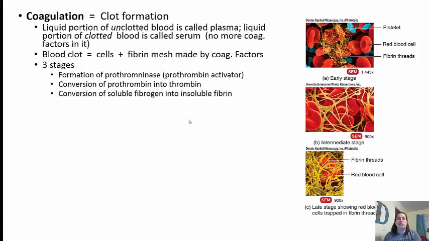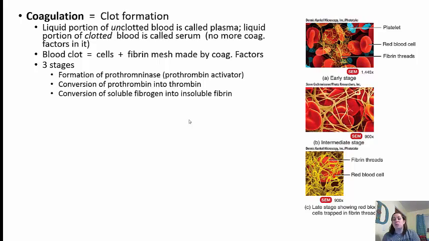Now, there are 3 stages when we look at clot formation. The first one we're going to look at here is the formation of what we call prothrombinase. When we talk about it being an enzyme, it's going to be the prothrombin activator. It's going to convert the prothrombin into what we call thrombin. The thrombin, though, is going to allow the conversion of soluble fibrinogen. Soluble fibrinogen means that it can travel through the blood without it being an issue. What it does is it converts this into an insoluble fibrin.